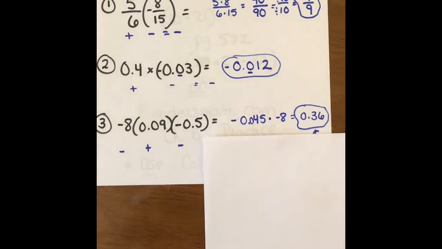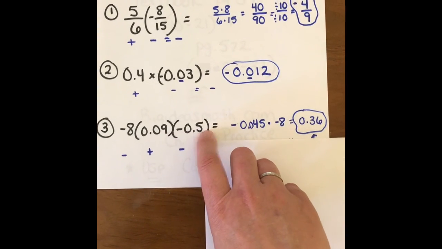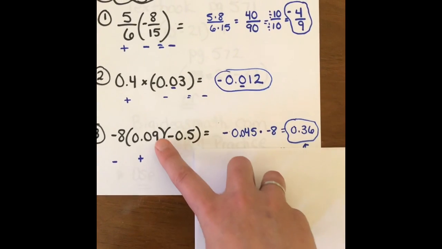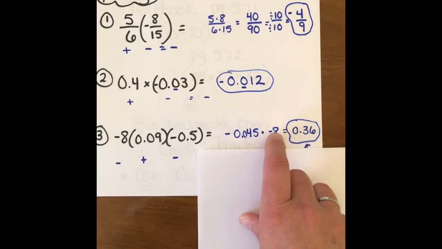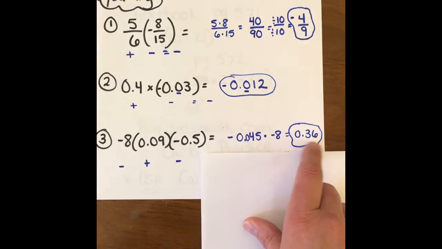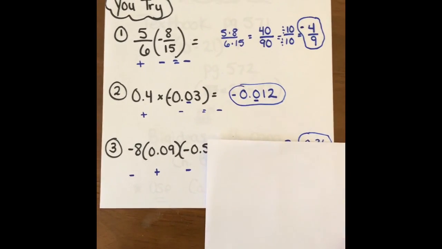And the last one, here I got 9 times 5 is 45. I got an extra 0, so 0.045. Negative, because that's a positive times a negative. So then I took that answer, multiplied it by the negative 8 out here, which gives me 0.36, which is positive. Hopefully you got those right.